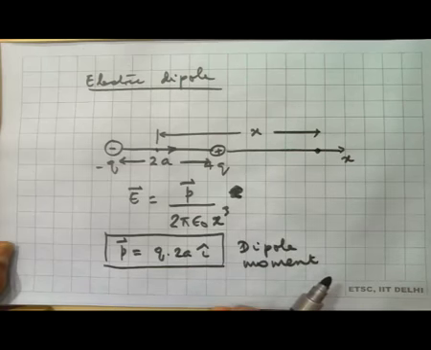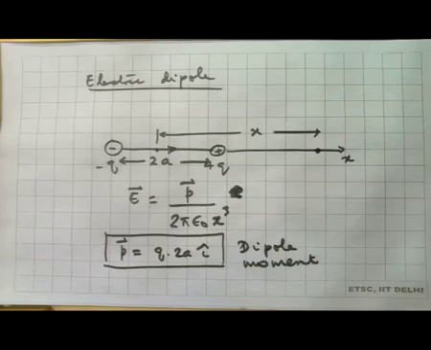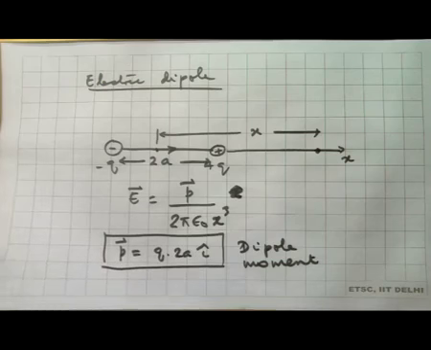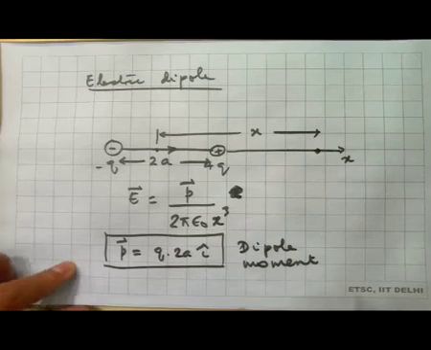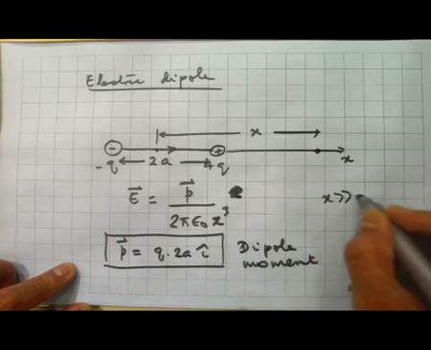Compare this with the electric field of a point charge. The electric field of a point charge reduces as 1 by square of distance. This is reducing as 1 by cube of distance. So, that is along the axis. We have got a simplified expression, and this expression is valid for large separation. That means, x must be much greater than 2a.